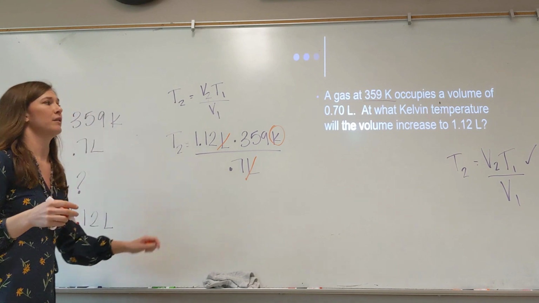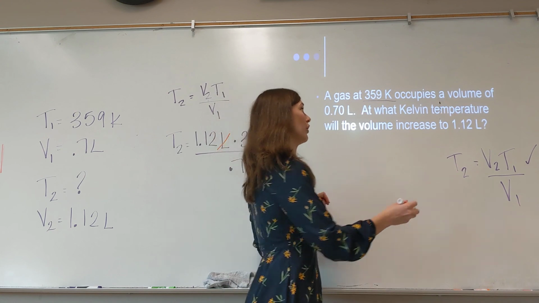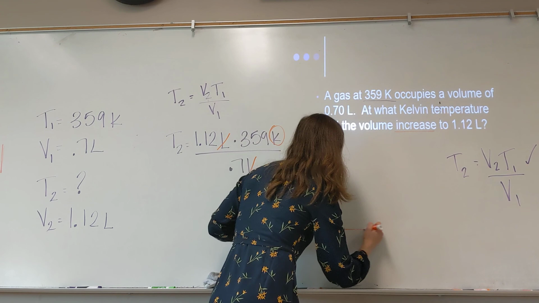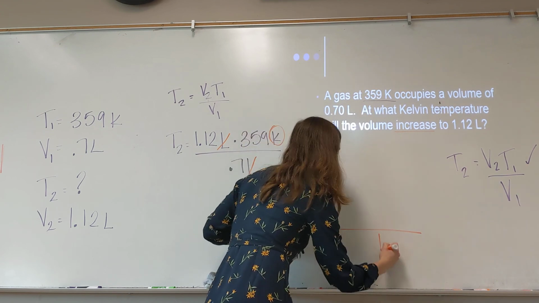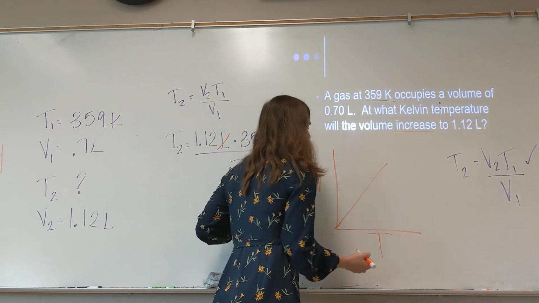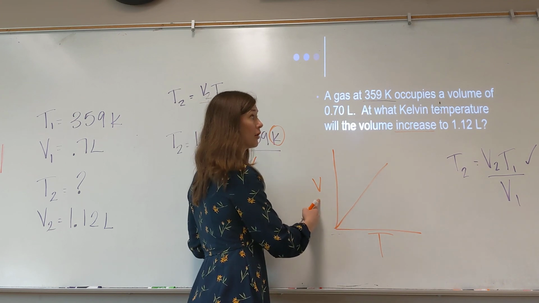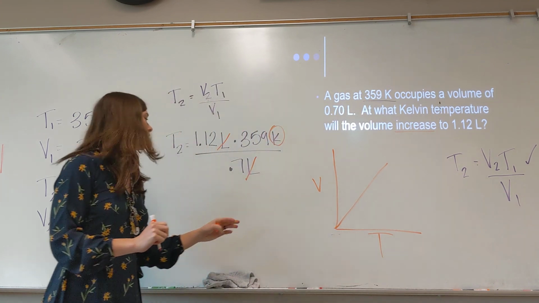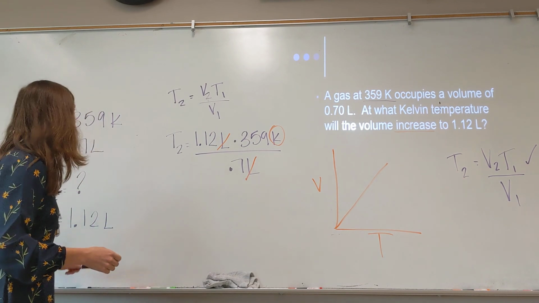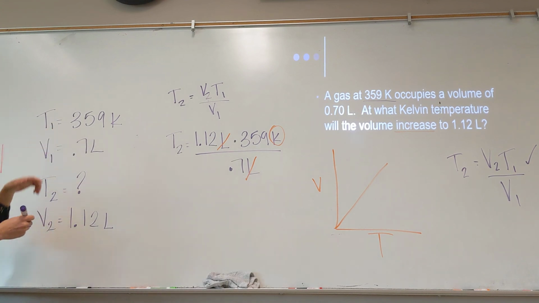Second thing I want to make sure of. Let's look back to our problem. It says, at what Kelvin temperature will the volume increase? So let's think back to what volume and temperature do in my proportion. They are directly proportional to one another. Meaning, as temperature increases, volume increases. Or as volume increases, temperature increases. So when I go to solve this problem, my temperature should be bigger than it was initially. So it should be bigger than 359 Kelvin.